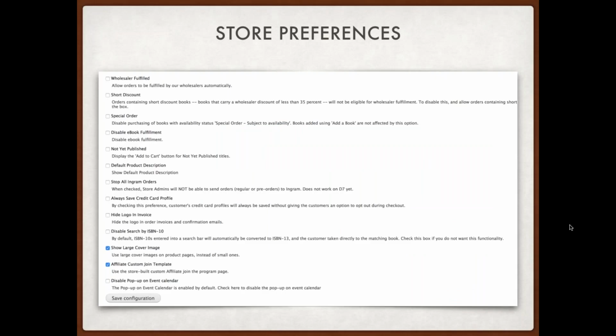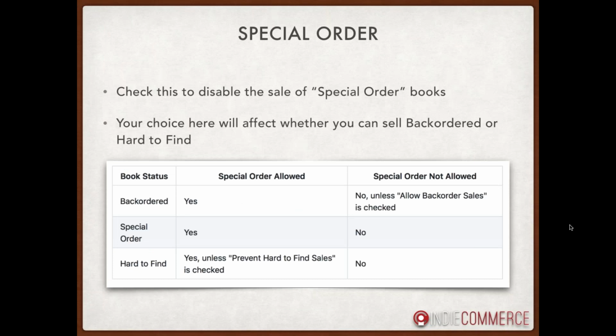So let's dive into how you can actually change some of these settings and make your site work the way that you really need it to. To start off with, we're going to look at a couple of the settings on the store preferences page. So this is under configuration, account information, and preferences. And it looks like this.